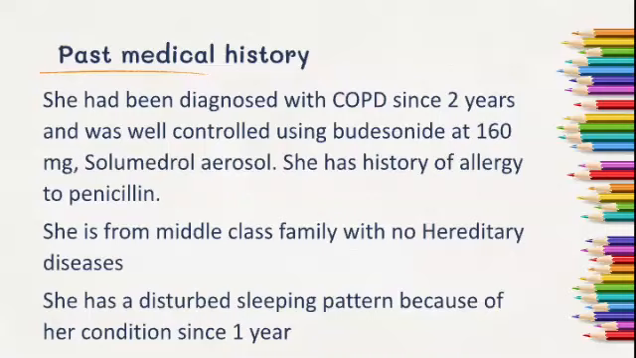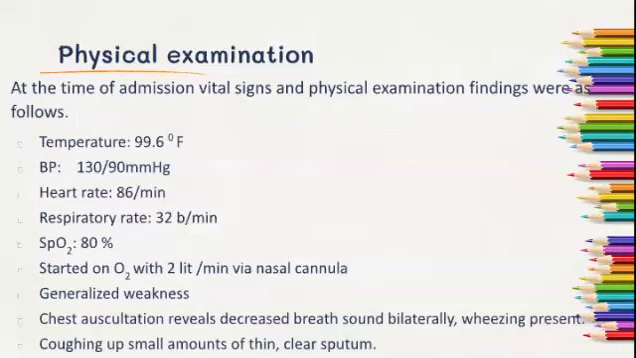And what else is given? They have given past medical history. She had been diagnosed with COPD for 2 years and was well controlled using budesonide 160 mcg and salbutamol aerosol. She has a history of allergy to penicillin. She is from a middle class family with no hereditary diseases. She has had a disturbed sleeping pattern because of her condition for 1 year. And the physical examination they have given already.